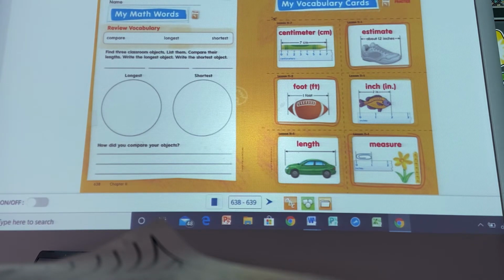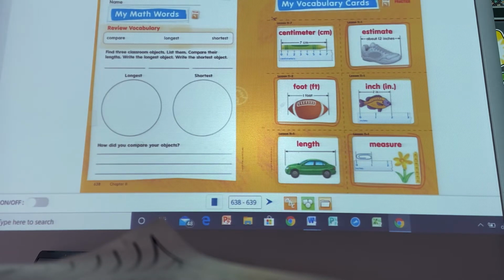So it says to find 3 classroom objects. Well, you're not in your classroom. So you're going to find 3 objects in your house. All right, write them down and compare them. Write the one that's the longest, the one that's the shortest. Okay? And how did you compare your objects? All right, how did you decide which one was longer, which one was shorter? And then what I want you to do is I want you to write a complete sentence with a capital letter and period answering the question, how did you compare your objects?